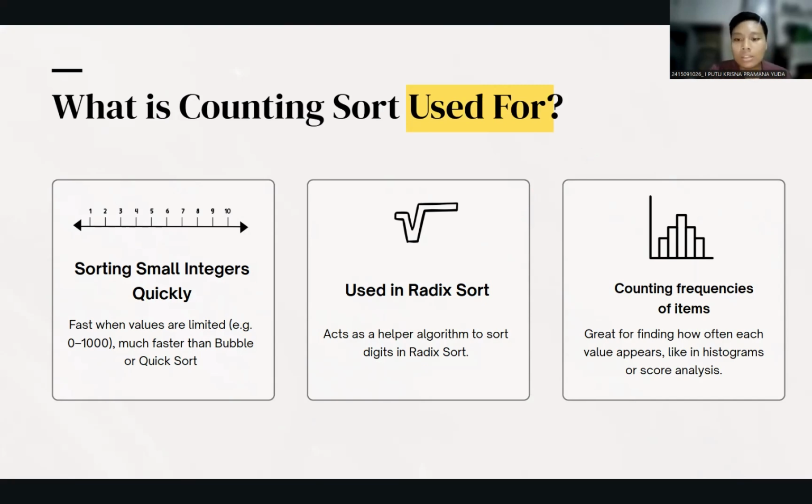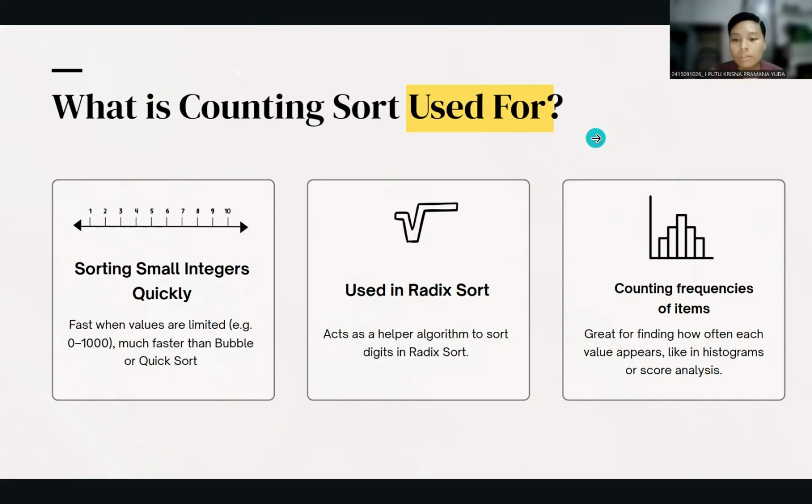The second is use in radix sort. Counting sort is often used as a subroutine in the radix sort algorithm. In this case, it helps sort numbers digit by digit, for example, sorting by units, tens, or hundreds. This makes the overall sorting process much faster, especially for large datasets of numbers.